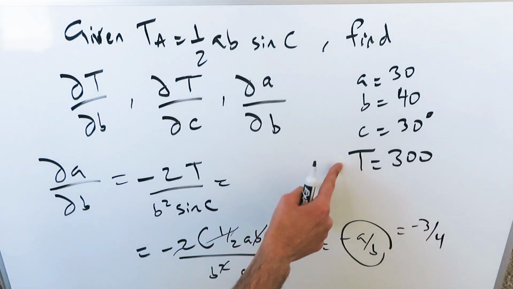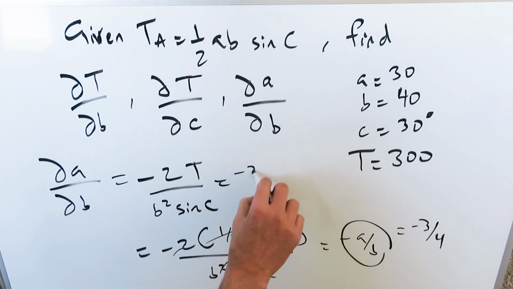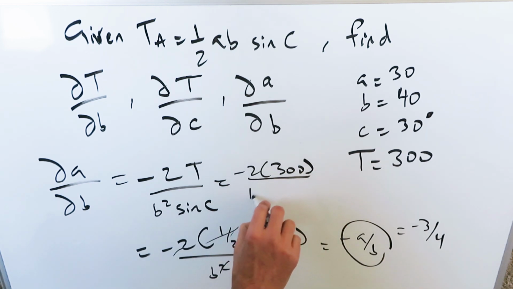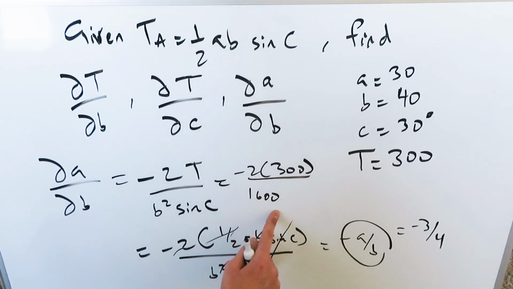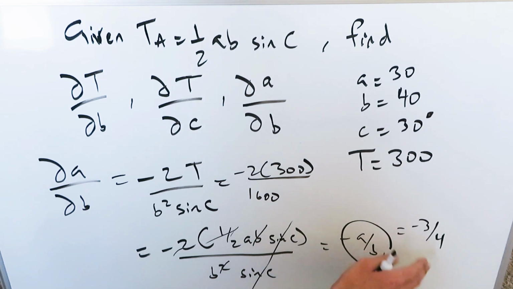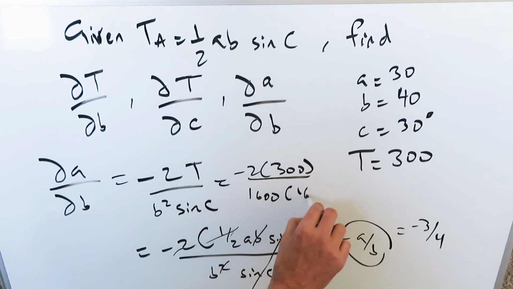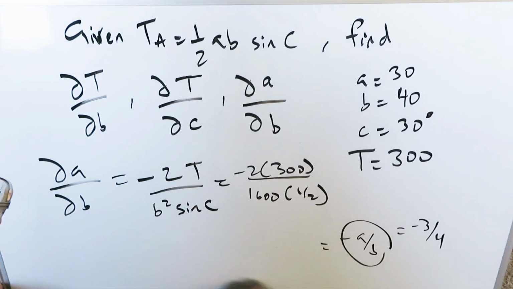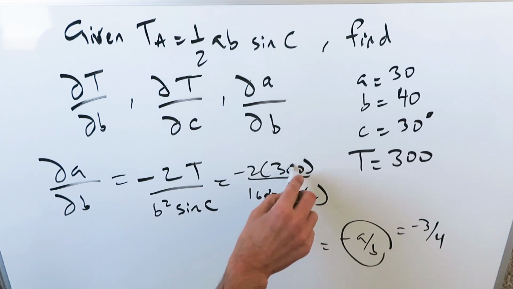Or you can just do my way, plug in the items. You'll have a minus 2 times 300 divided by b squared, which is a 1600. Perhaps this is a harder way. This is the easier way. We already know our answer is minus 3 over 4 sine c, which is 1 over 2. And we compute it. When you compute it, we'll just use this as a check. This should be the same as our minus 3 over 4, and it will be. These two zeros cancel out.